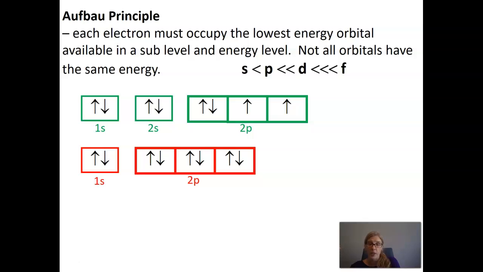And within a particular energy level, the S is going to be less energetic than the P, and the P is going to be less energetic than the D, and the D is going to be a lot less energetic than the F. So within a particular energy level, S would fill before P and D would fill before F. And so you can see here that the correct configuration fills into S before it fills into P, whereas the incorrect or red configuration jumps straight from 1s to 2p.